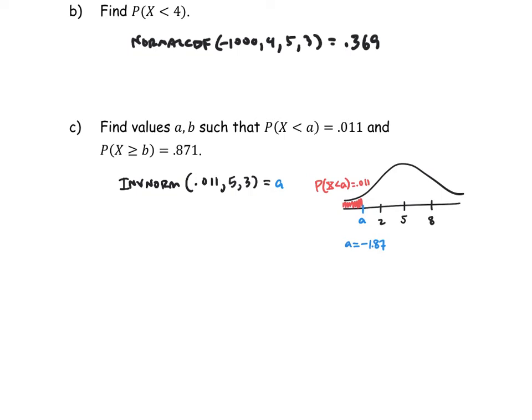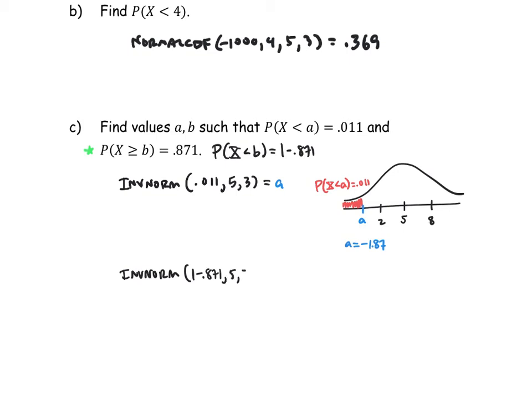Okay, so another example here. If I want to know the probability that x is greater than or equal to b is 0.871, then what I could say is that the probability that x is less than b is equal to 1 minus 0.871. So that would be my new value that I'd plug in for the second part. So inverse norm. Let's just write 1 minus 0.871.